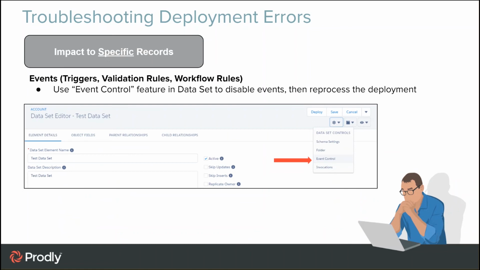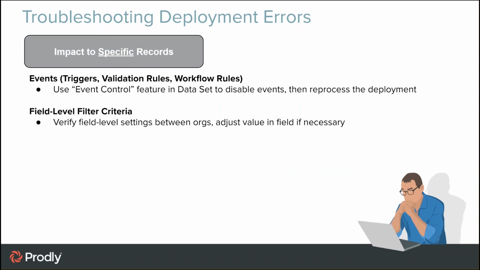If the record failed due to an event like a validation rule or trigger that is enabled in the destination org, the dataset can be redeployed with that event turned off. This can be achieved using Prodly AppOps Release by leveraging the Event Control feature. This feature gives you the ability to deactivate trigger, workflow, validation rule, duplicate rule, and process builder events for an object before your deployment begins, then reactivates the event after your deployment is completed. This can be managed within the dataset.